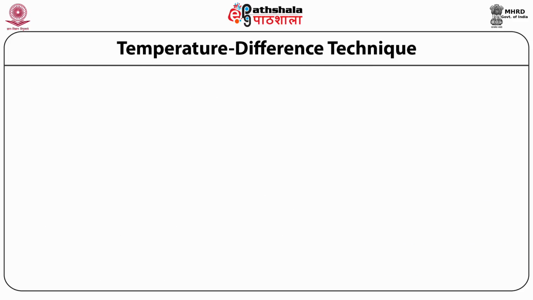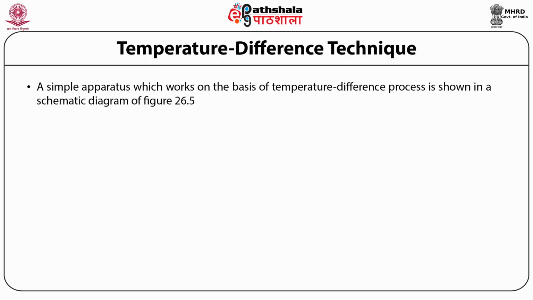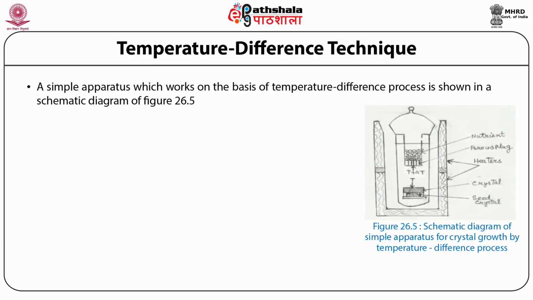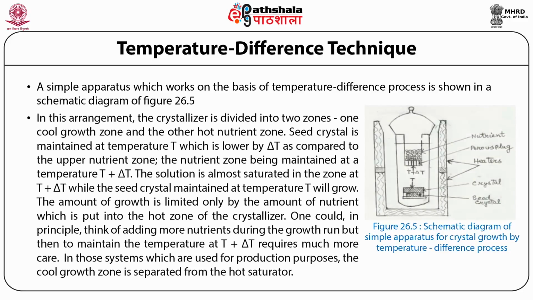Temperature difference technique. A simple apparatus which works on the basis of the temperature difference process is shown in a schematic diagram in figure 26.5. In this arrangement, the crystallizer is divided into 2 zones, one cool growth zone and the other hot nutrient zone. The seed crystal is maintained at temperature T, which is lower by delta T as compared to the upper nutrient zone, the nutrient zone being maintained at a temperature T plus delta T.